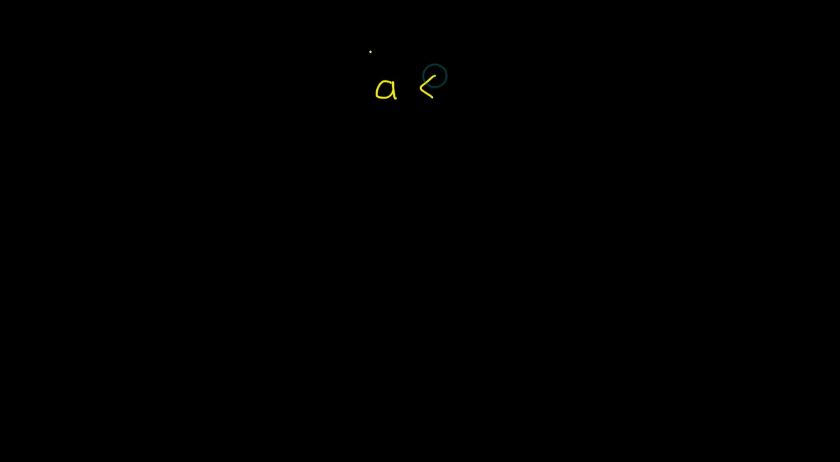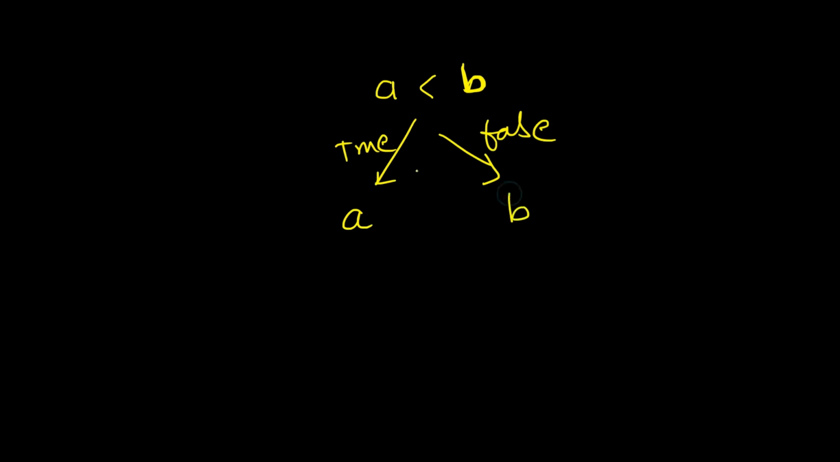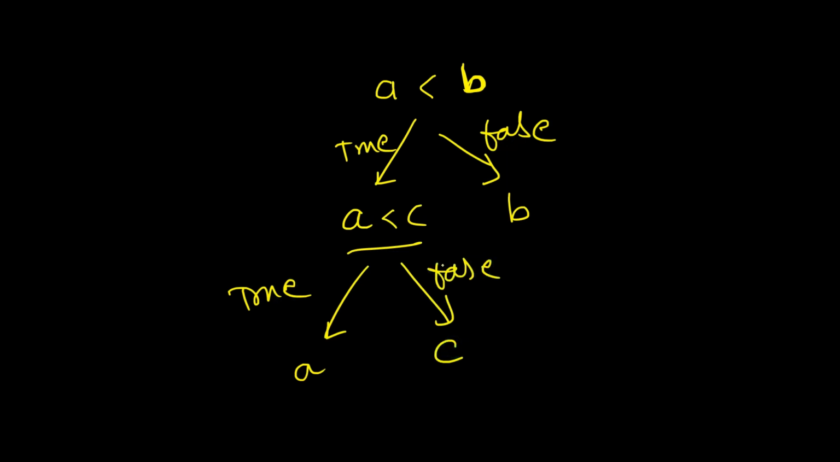If A is less than B. If it is true, then which one is minimum? A. If it is false, then which one is minimum? B. Then we have to compare A with C. If A is less than C, then definitely A would be minimum if it is true. If it is false, then C would be minimum.